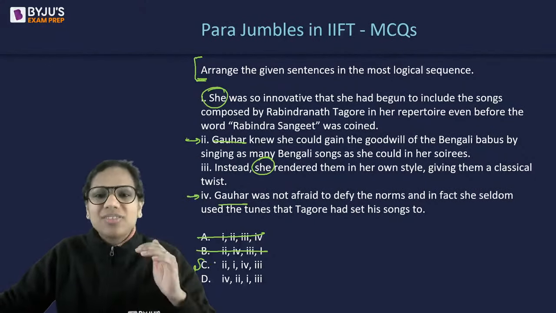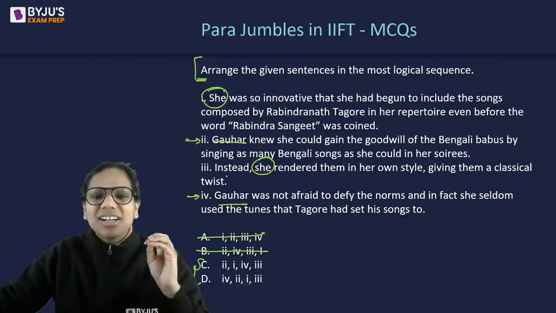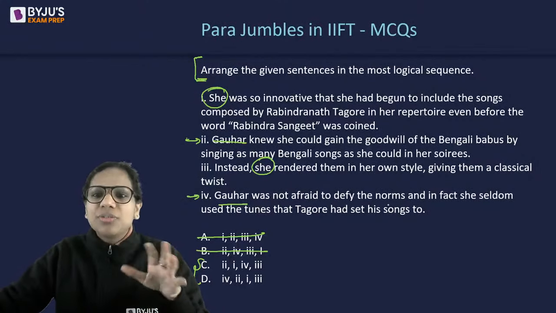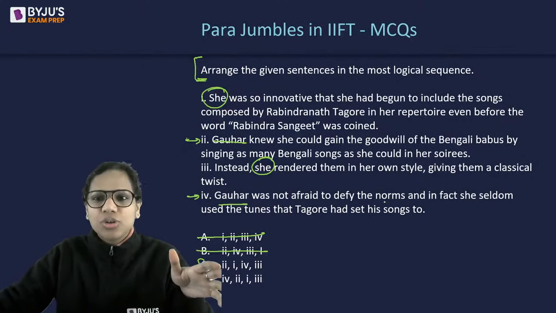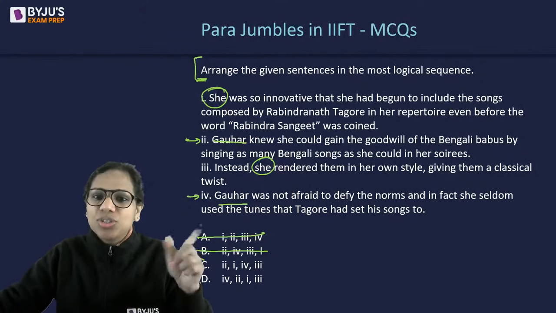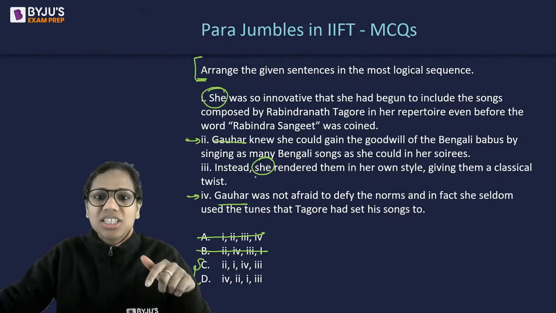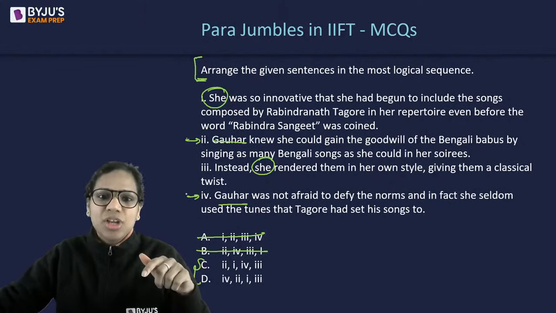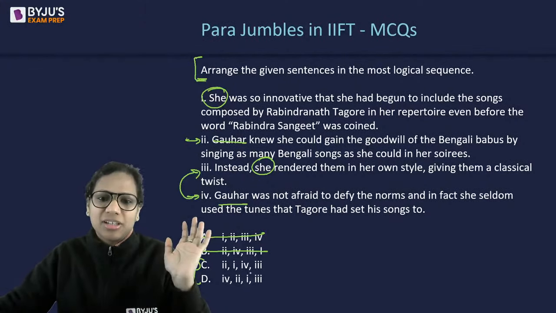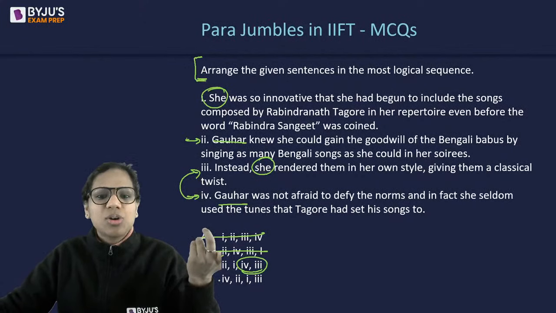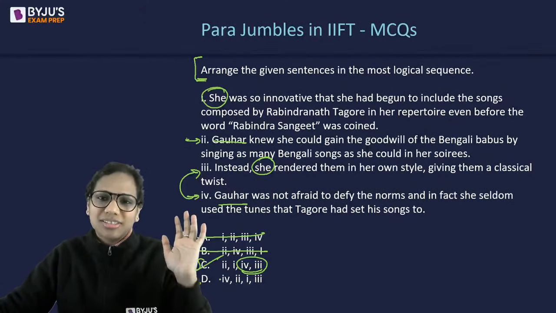And moreover, there are very decent clues here, very easy clues here. See, she was defying norms. How was she defying norms? She actually did not use the tunes that Tagore had set his songs to. Instead, she rendered them in her own style. So 4-3 is a very clear pair. The moment you realize this, you know C is your answer. Nothing else can be your answer.